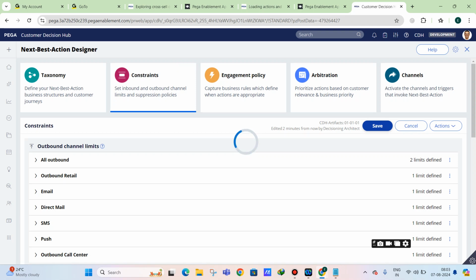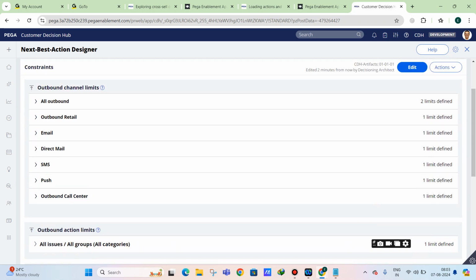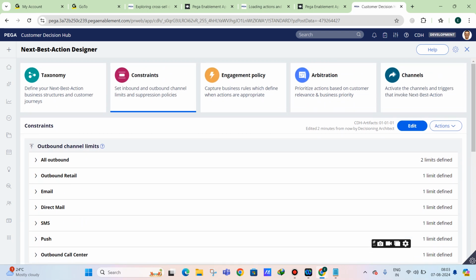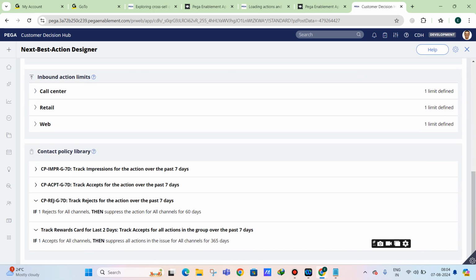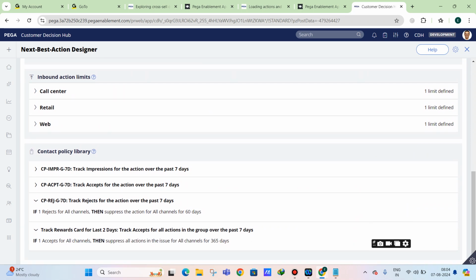Okay, so basically suppression rules are used to hide the offers from being sent to the customer based on the customer behavior. Best examples: the customer has already accepted the offer, then we should not show the same offer again. Or within a particular group, the customer has accepted some action, then we will not show any actions in that group. Like I told, one customer can have only one credit card. So if he has accepted any credit card in that business group, then we restrict all the actions in that group, instead of only that particular action.